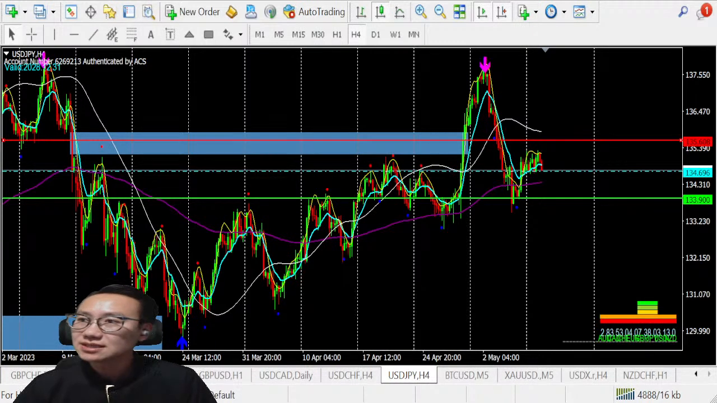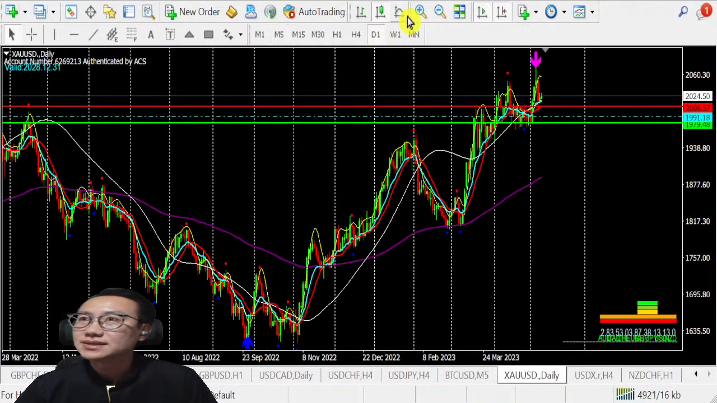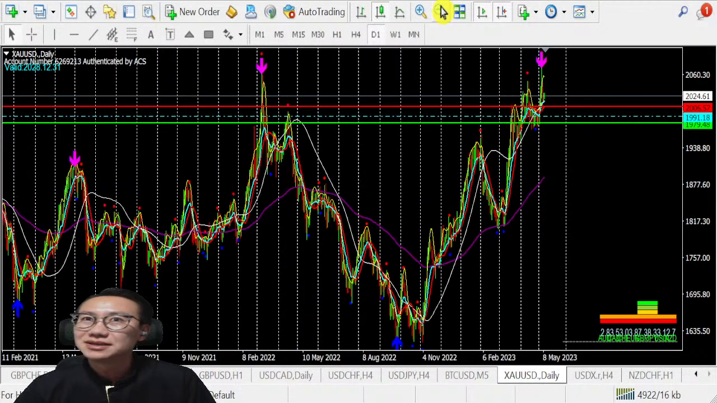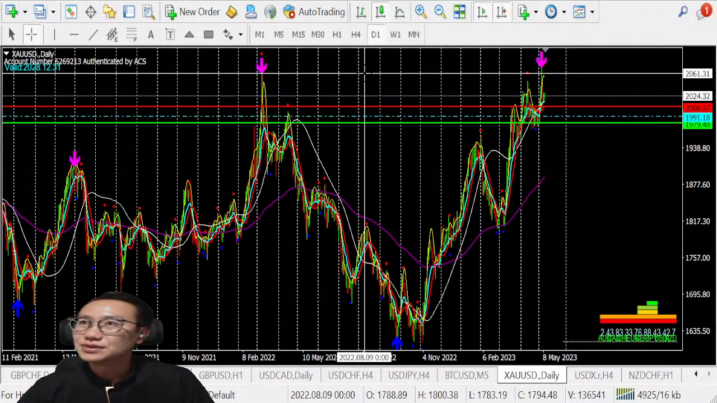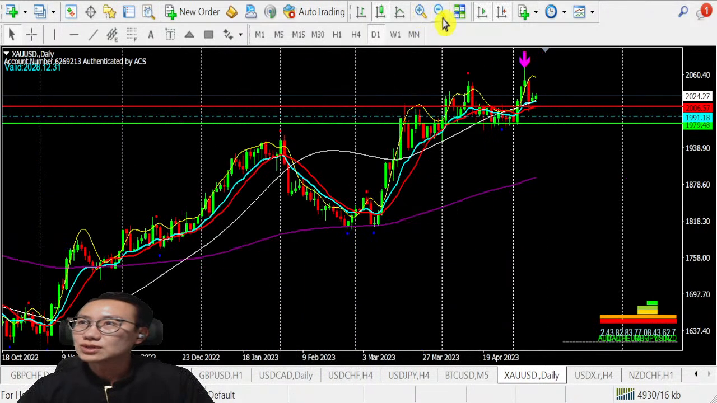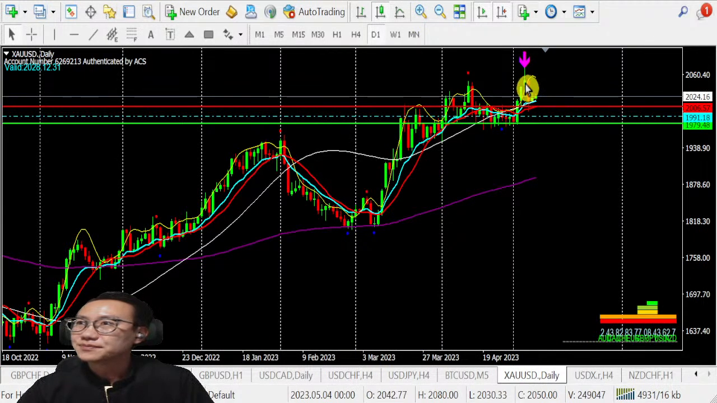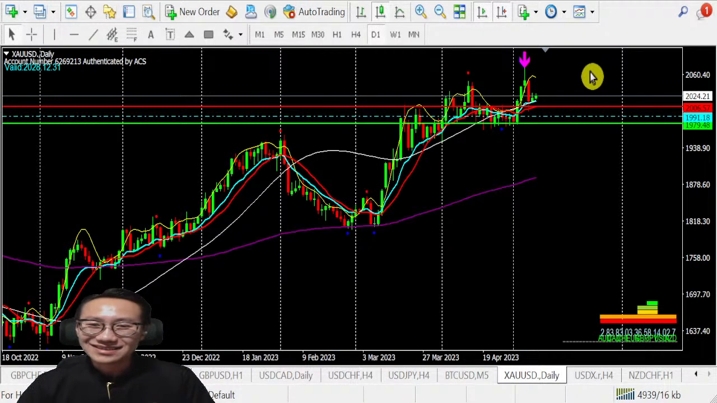Wow. Let's take a look at the gold now. For the gold, we can see that it seems like we are trying very hard to take out the previous high, which has been taken out, and now we are heading to 2000. Let me see. The high closed at 2080 exactly on my chart. Wow, it's a new high.